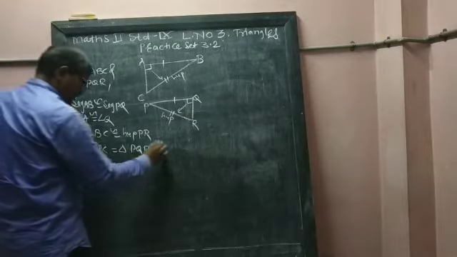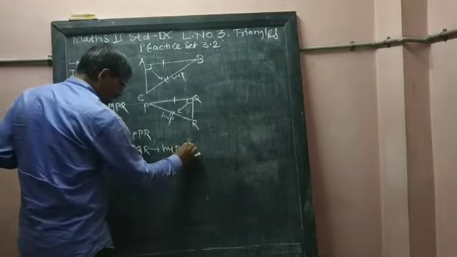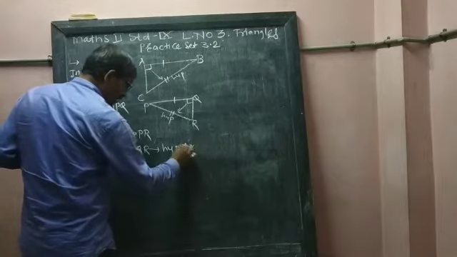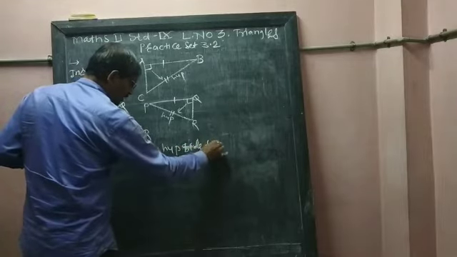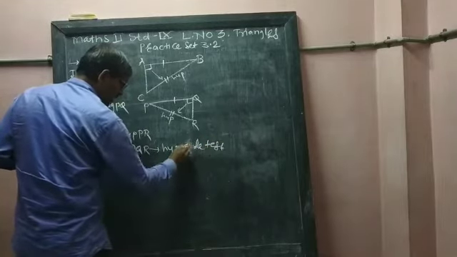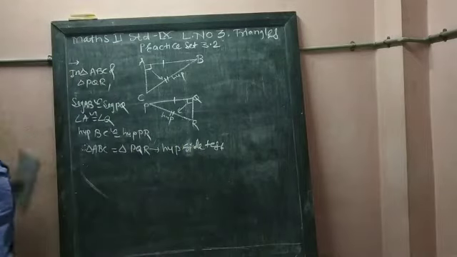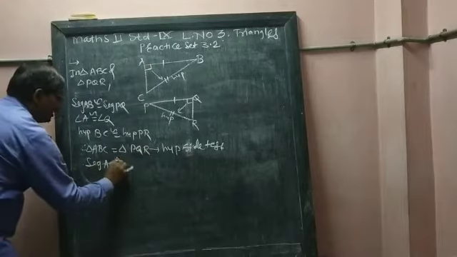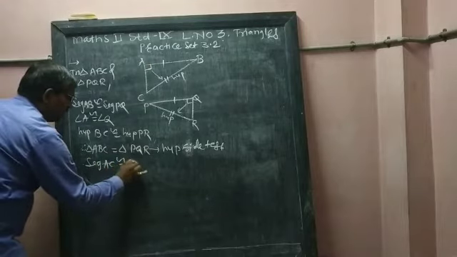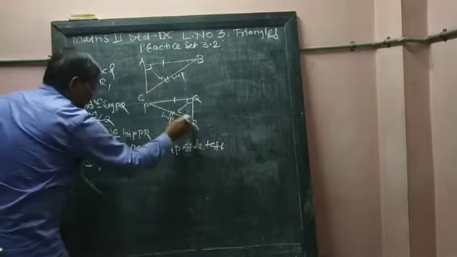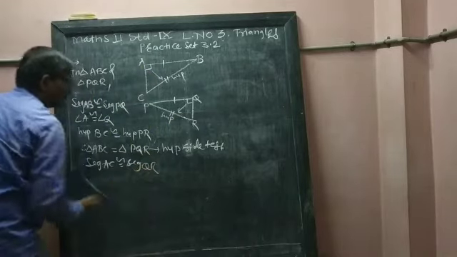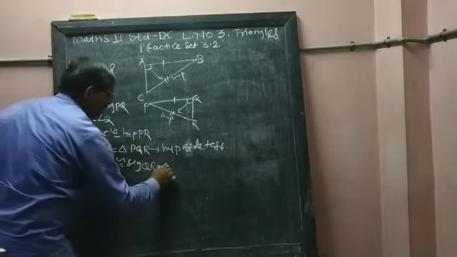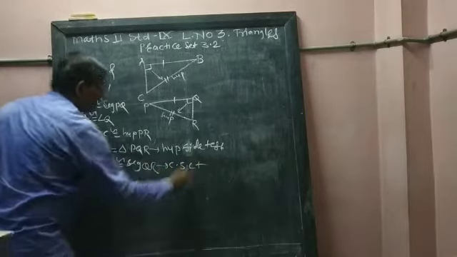Hypotenuse side test. We should write here the test name: hypotenuse side test. Then which sides are congruent? Seg AC congruent seg QR, corresponding sides of congruent triangles.